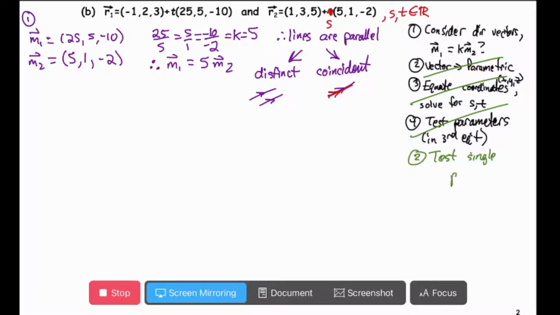And we can do this because we know that they are parallel, and we just need to discern between being distinct or coincident. So step 2, we're going to test one point, and the point I'm going to use is the position vector from the first line. So negative 1, 2, 3, and those are my x, y, z values. So let's put the second equation of our line into parametric form and test. So we're still doing a little bit of the work from before.